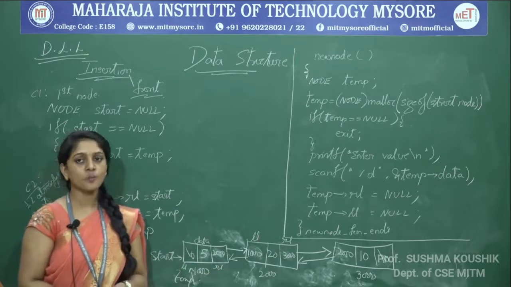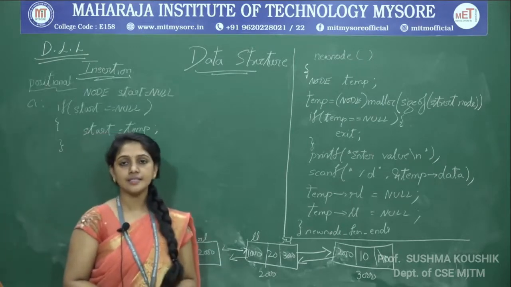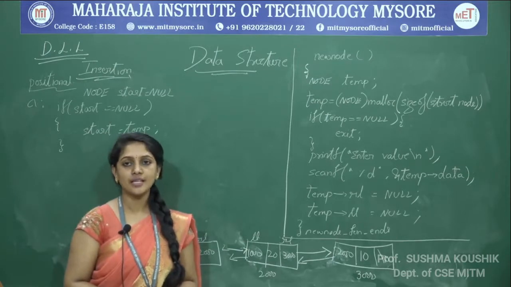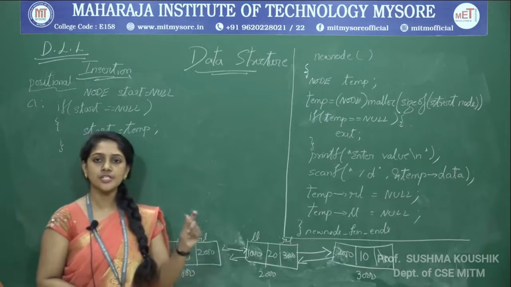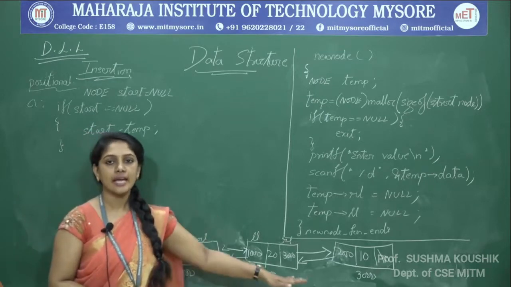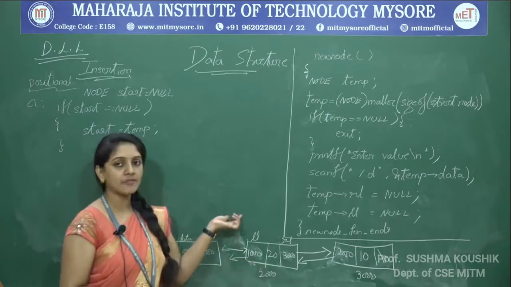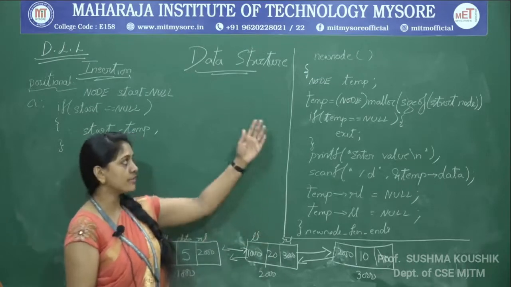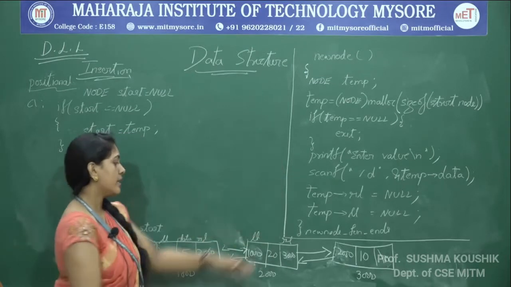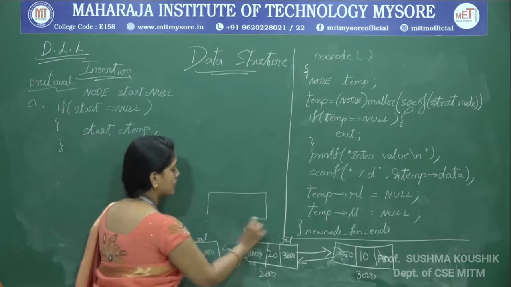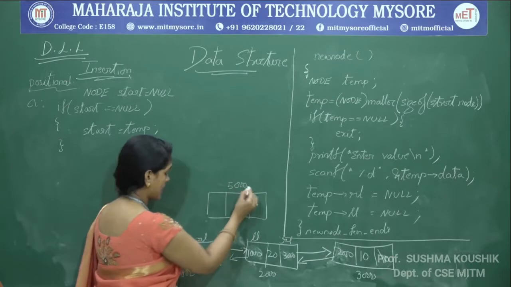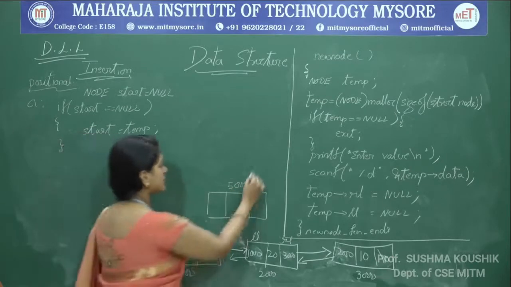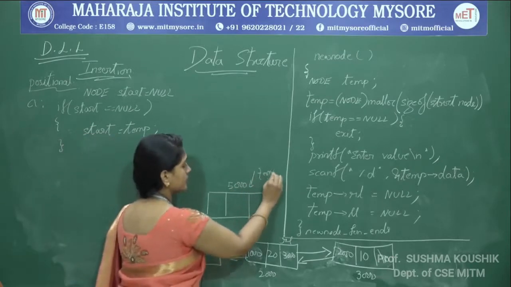Is that fine? Now we will consider the third type of insertion, called positional insertion. Here we understand that since it is a positional insertion, the linked list should already exist. So in between, if I have to add a new node, as usual we will call the new node function and temp will hold the new node's address. Suppose this address is 5000, temp is pointing to this new node.